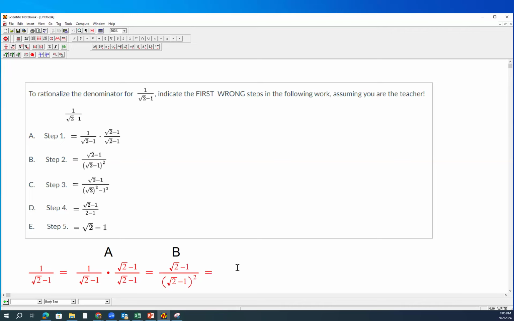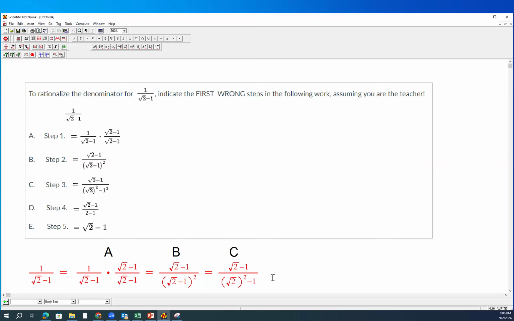Now, what happened on step C? Step 3. On step 3, this student didn't do anything with the numerators. Numerators stay the same, and the denominator was written as √2 squared minus 1. This is where the step is wrong.